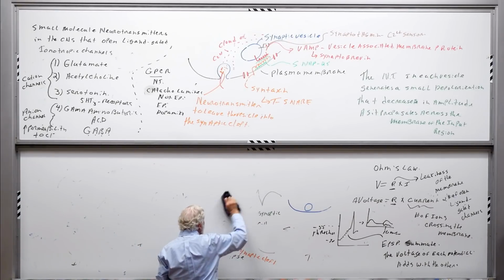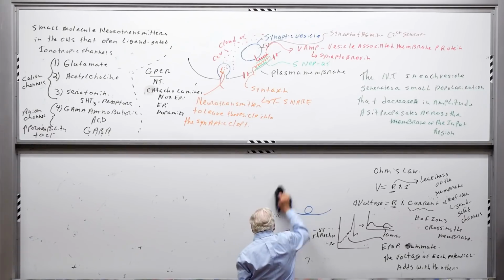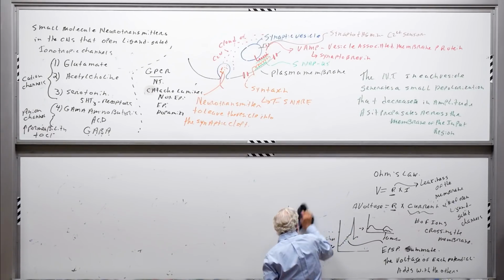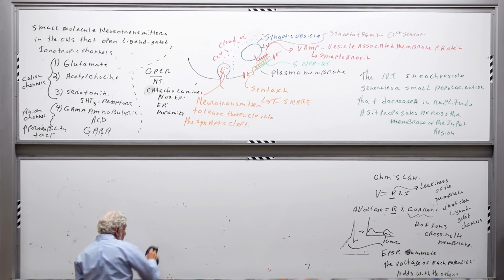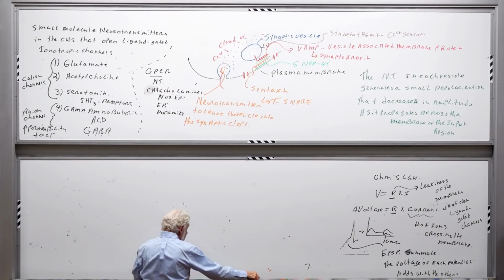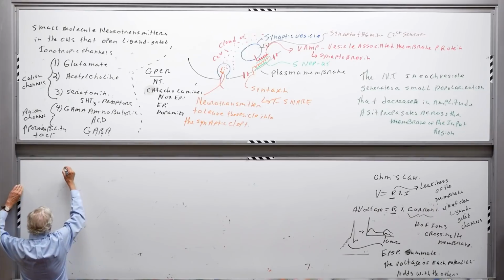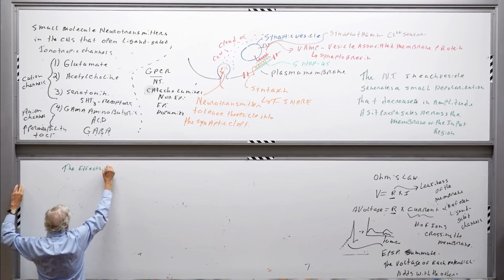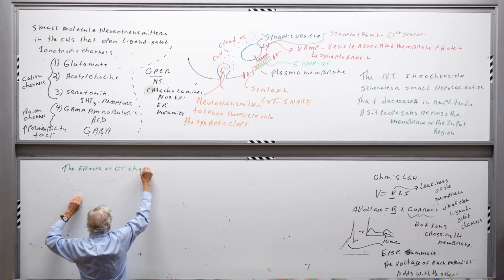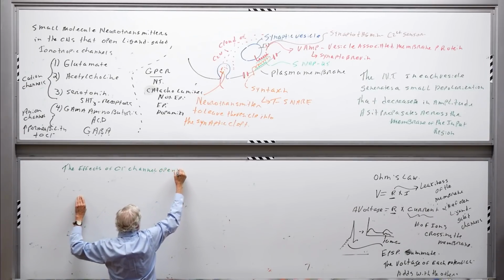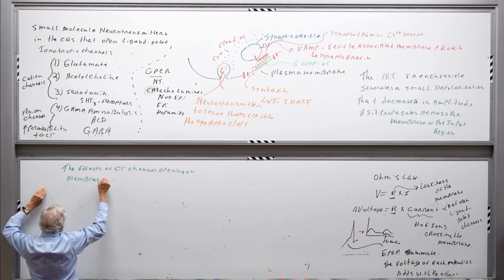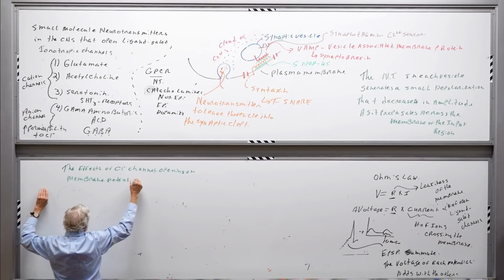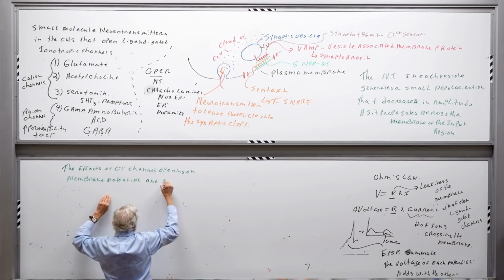And we're going to walk our way through this first, just describing what those GABA-operated channels will do and how they'll change the membrane potential and how they'll change the membrane resistance. So let's take this region of the panel and describe the effects of chloride channel opening on membrane potential. And membrane resistance.